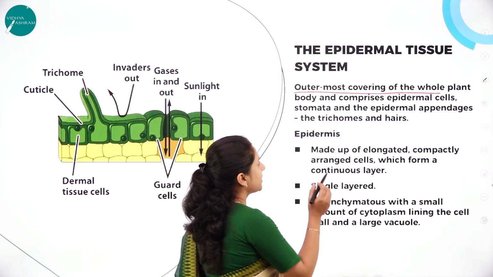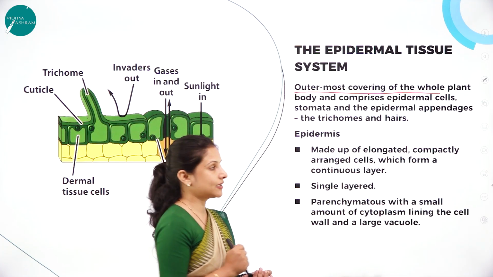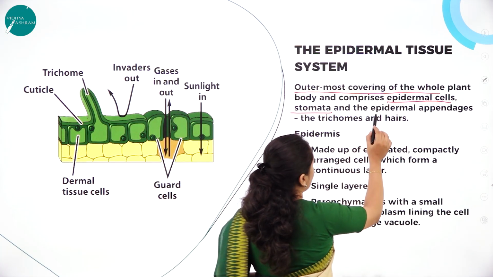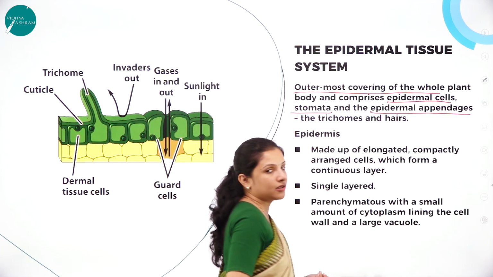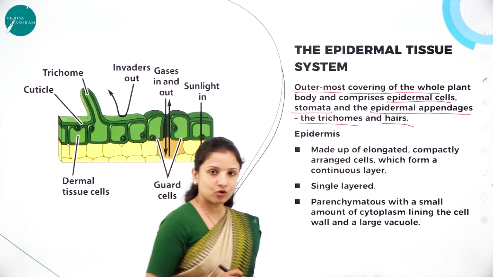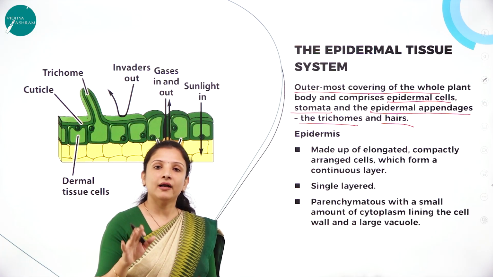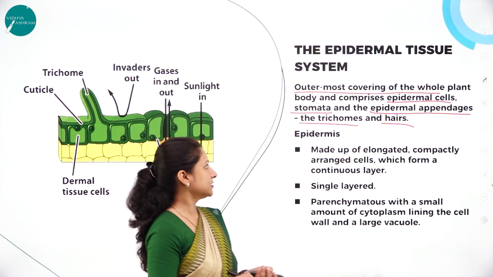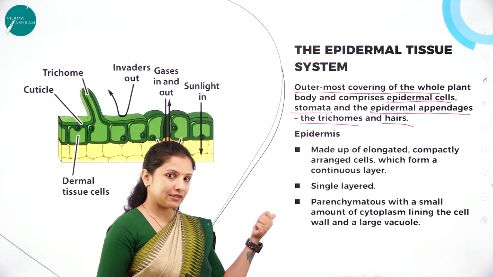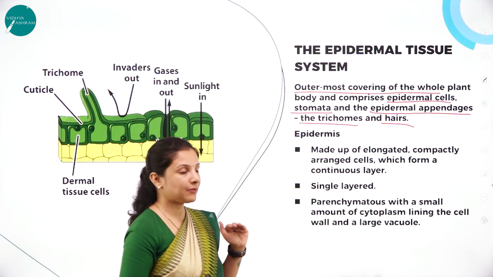In the epidermal tissue system, it's not just the epidermal cells that are present. Apart from that, they also have the stomata and some epidermal appendages, which are called the trichomes and the hairs. In the case of the stem, the hairs that are there we call trichomes, and in the root we call them root hairs. So we'll study about each of these one by one. They make up the epidermal tissue system. Under that, first we'll study about the epidermis.